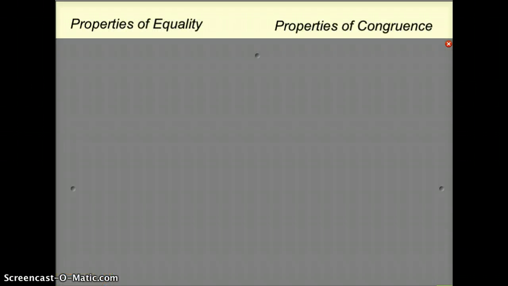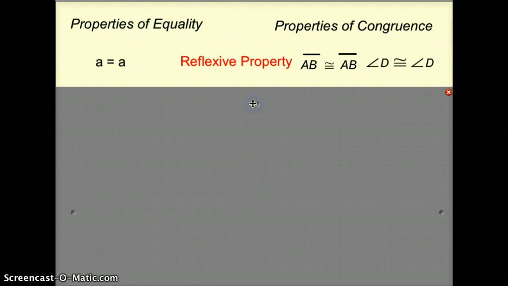The properties that you saw for equality also have similar properties of congruence. These properties are kind of new and different, but they're very logical, so they should be very easy to understand. The first one is the reflexive property. Think of your reflection in a mirror. A equals A. That's a property of equality.